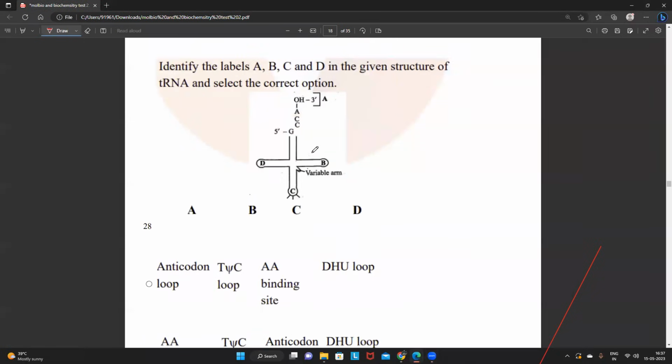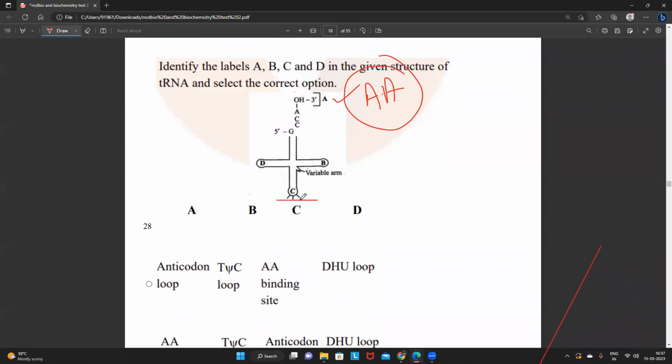Whenever the tRNA undergoes modification, we studied that it gives rise to a clover leaf like structure. How many times have I explained it to all of you? Wherever the 3' hydroxyl group is present, the amino acid will go and associate there. This is called the amino acid binding site. Yes or no?